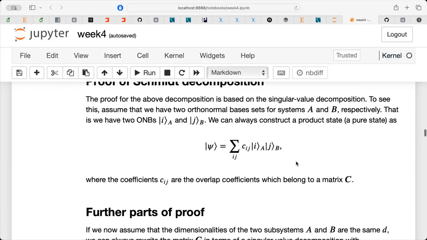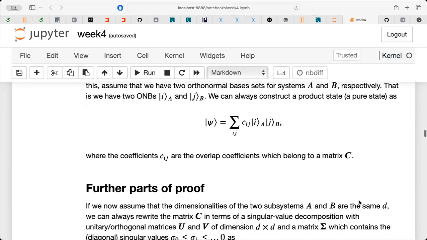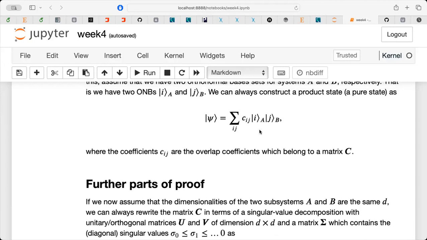So the basic idea now is that you can construct a product state, which is also a pure state. When I say a pure state, keep in mind that we know exactly what the state looks like when we start. The coefficients C_ij are the overlap coefficients which belong to a matrix C. So what we have done here is simply to look at a product state and then have a coefficient which tells us how these mix in order to make up the final state psi.